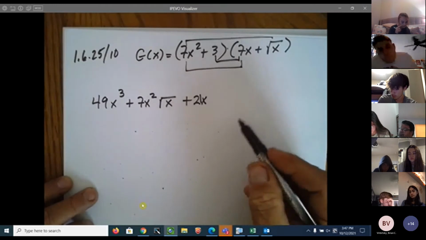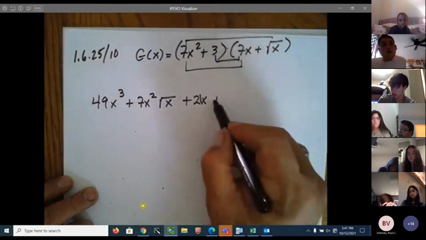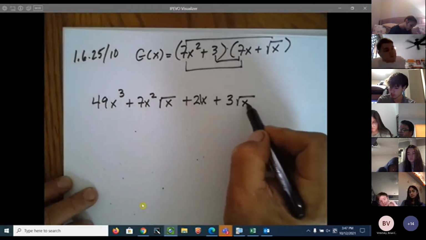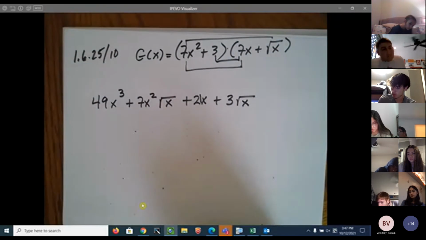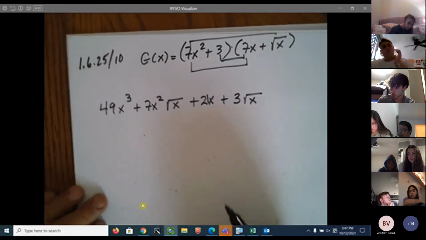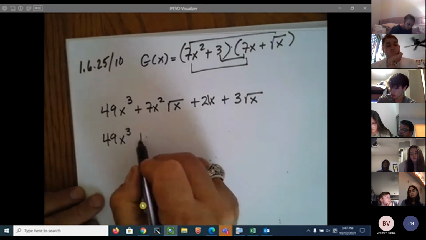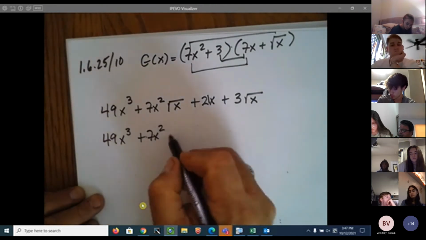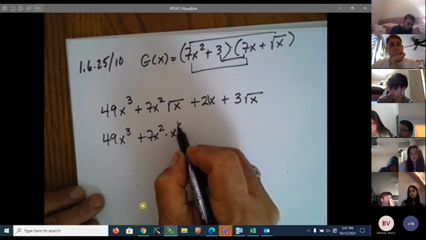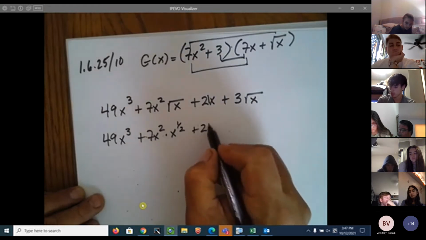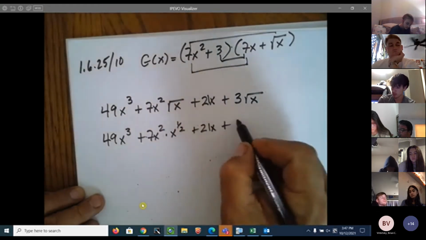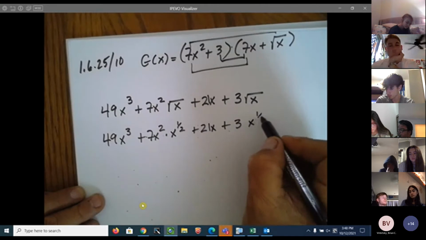I remember doing this one. Have we done this one? Plus 3 times the square root of x. And this is going to be 49x to the third plus 7x squared times x to the 1/2 plus 21x plus 3 times x to the 1/2.